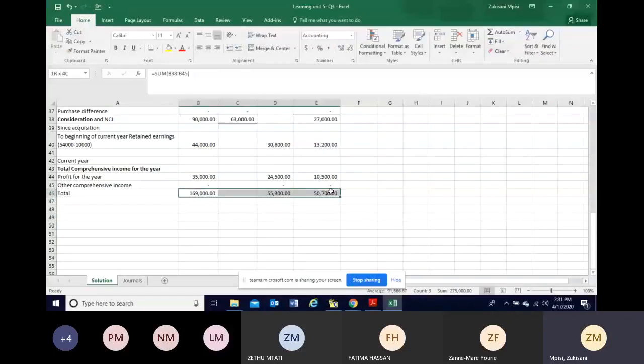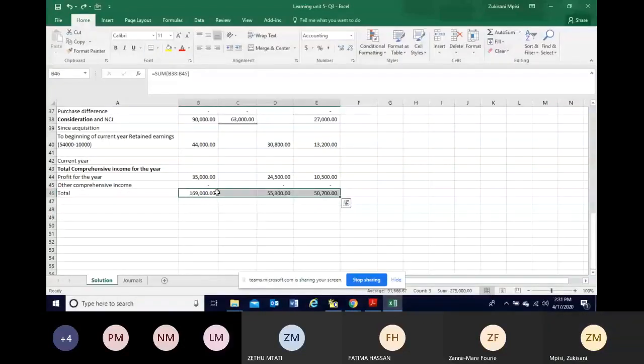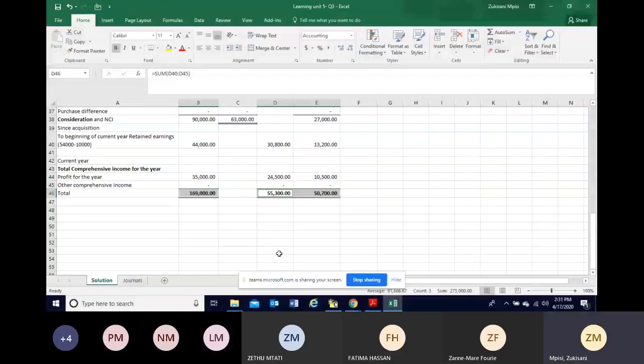Right, there is our totals. Sorry, just bear with me. Yeah, there is our totals. We've got 169, and then we've got 55,300 for the parent, and then we've got 50,700 for the non-controlling interest.